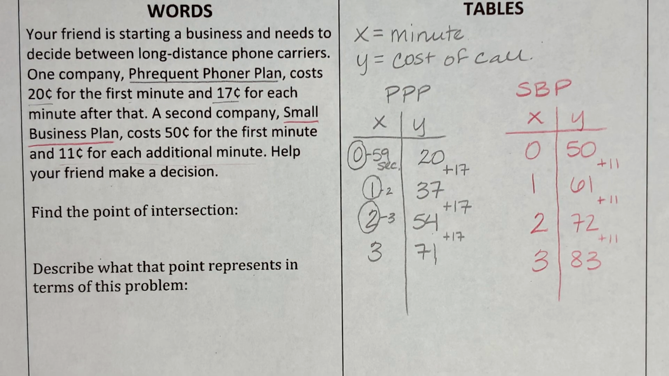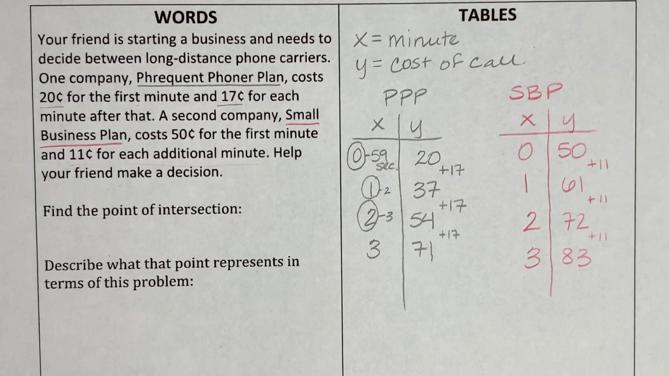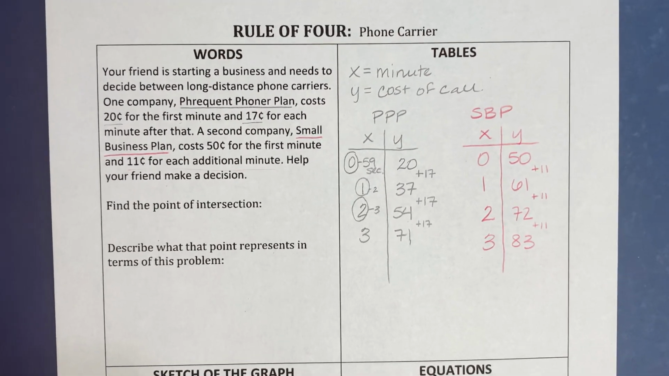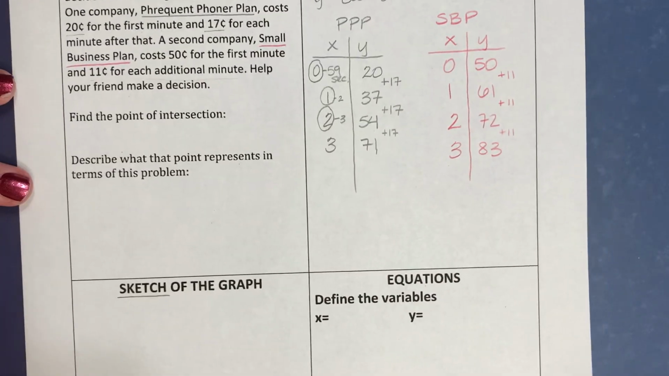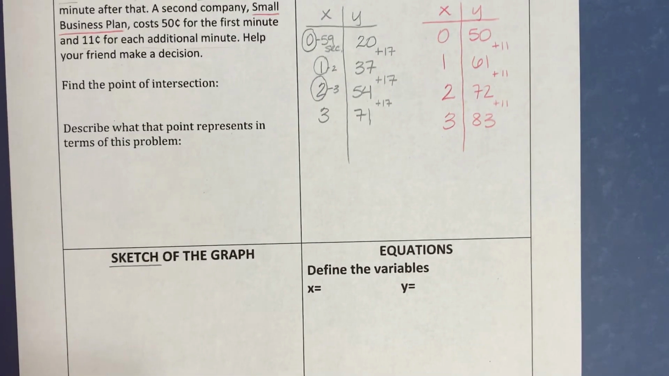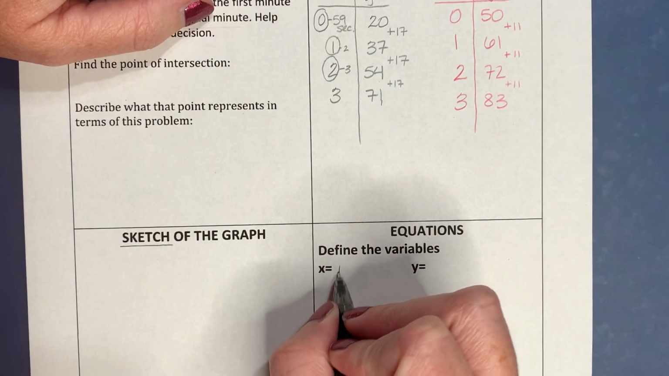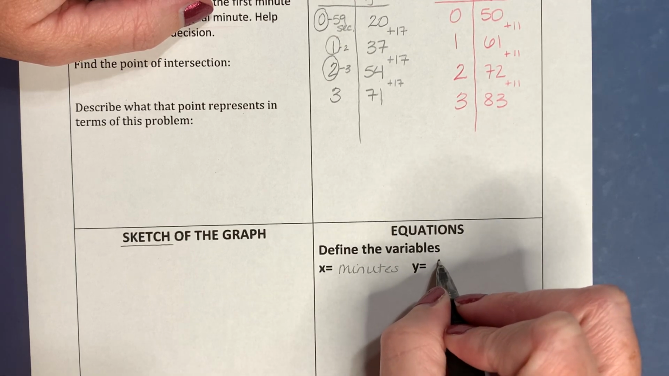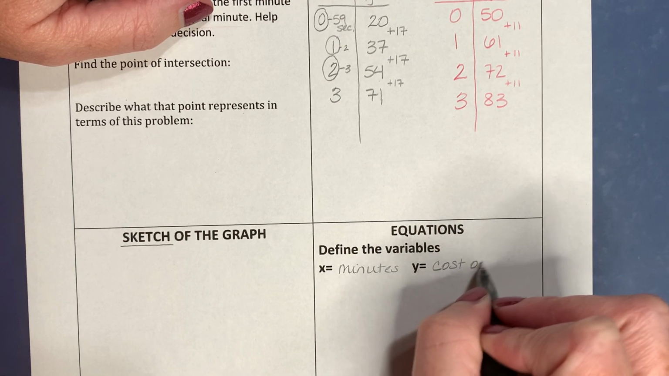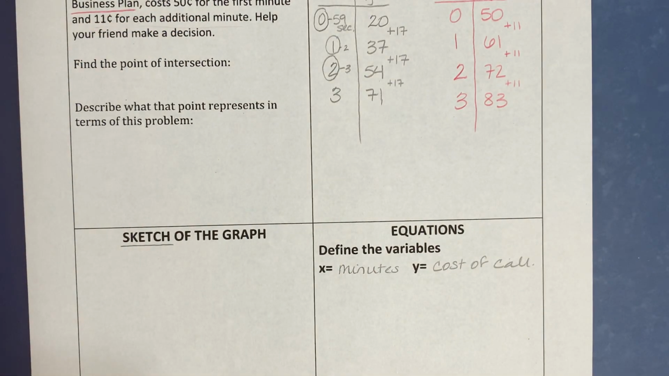Okay. So now, let me zoom out just a bit. What's not letting me? There we go. All right, so now let's make some equations. So what do we know is true? And down here it asks us to define the variables, but we did that up here. So X was minutes, Y was the cost of the call. And we're not going to graph, we're just sketching it. So let's write equations first.